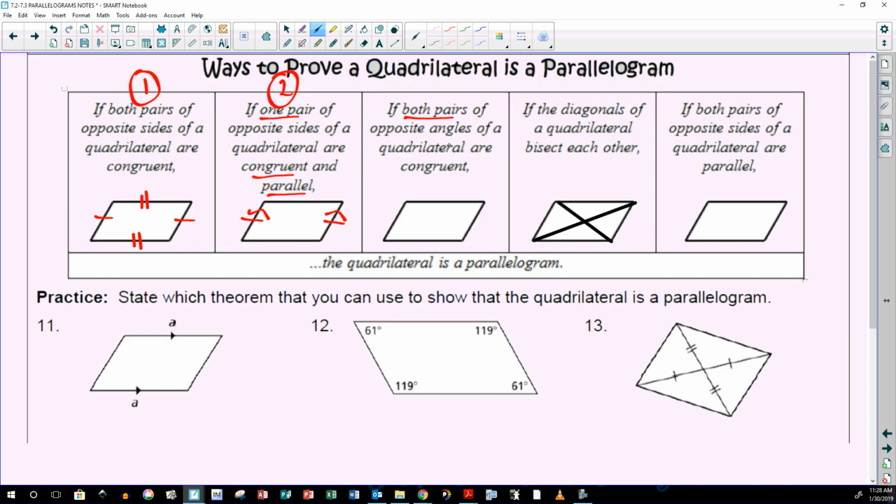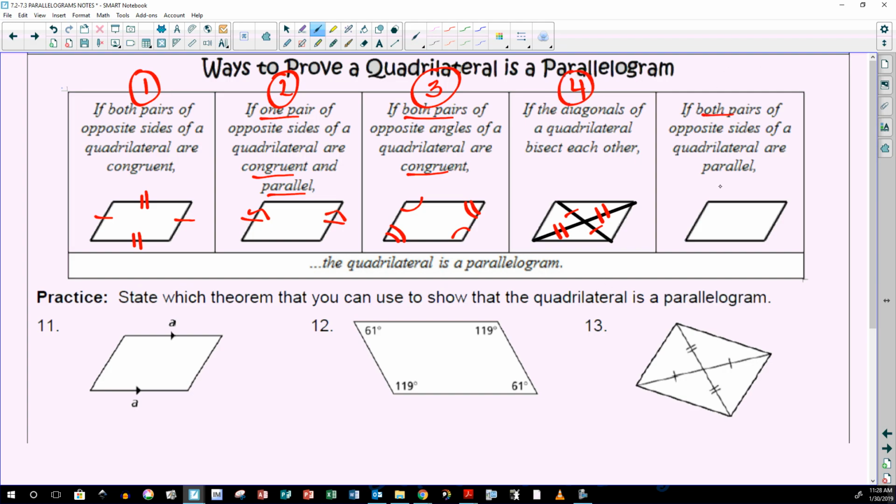If both pairs of opposite angles are congruent, so this angle is congruent to this one, and this one is congruent to this one, and this is going to be reason number 3. Here you're going to need to draw your diagonals because they're saying that the diagonals bisect each other, so I'm going to just draw them and put my tick marks there. And this is going to be my reason number 4.